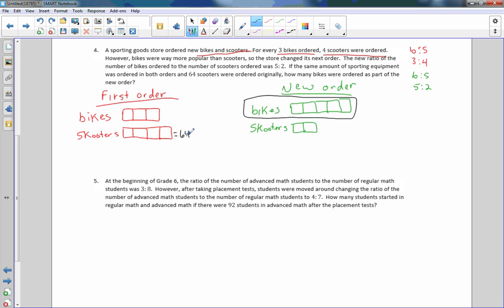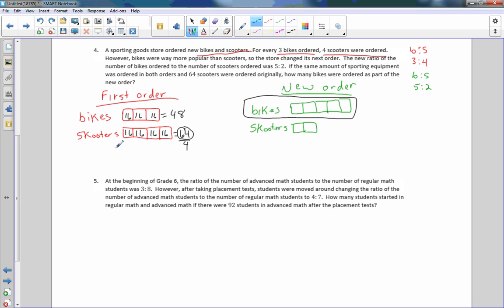Okay, so we have a total of 64 divided by 4 squares. So we do that. 4 goes into 6 once with a remainder of 2. 4 goes into 24 6 times. So the answer is 16. 16 times 4 is 64. So these are all worth 16. 16 times 3 is 48. So there are 48 bikes ordered in the first order and 64 scooters.